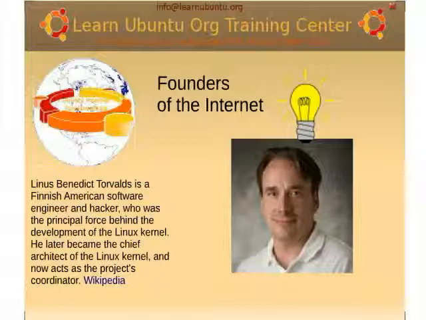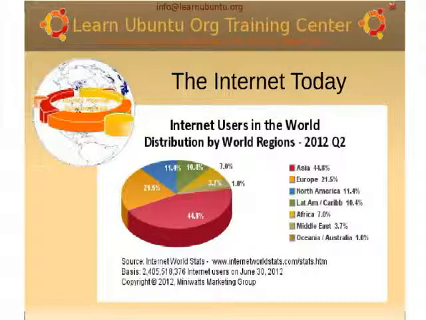So today, how many people use the Internet, huh? Looks like a lot to me. Internet users distribution by world region, 2012, this is almost a year ago. 2,405,518,376 Internet users as of June 30th, 2012. And that's just the ones they can count.